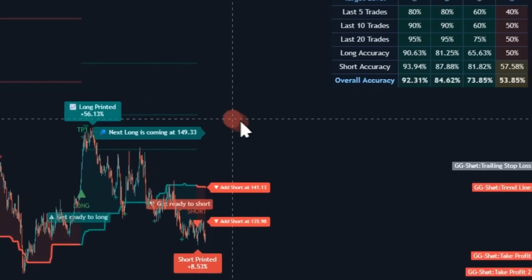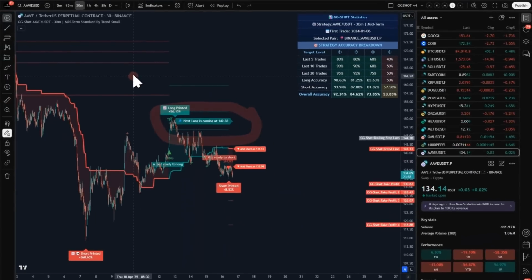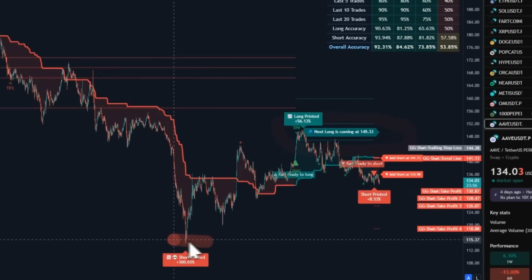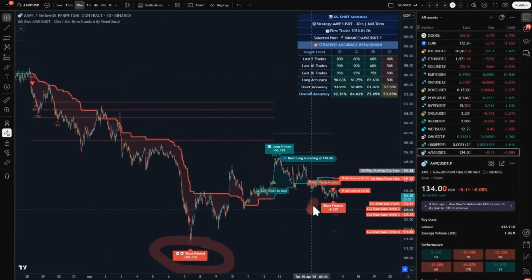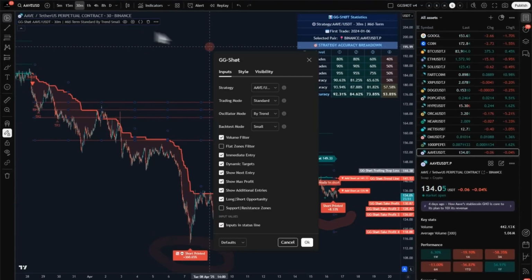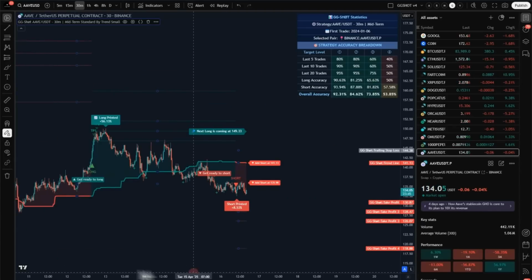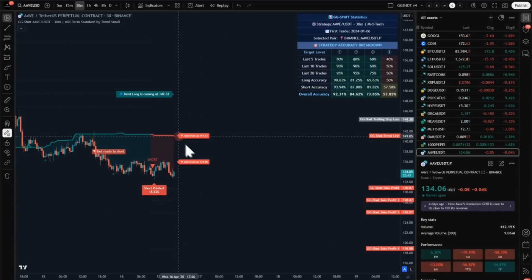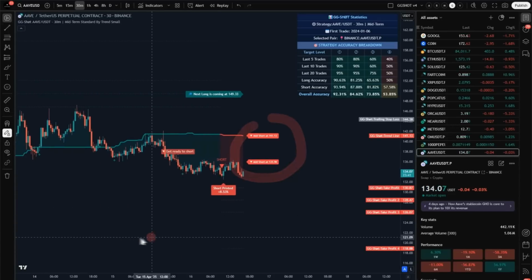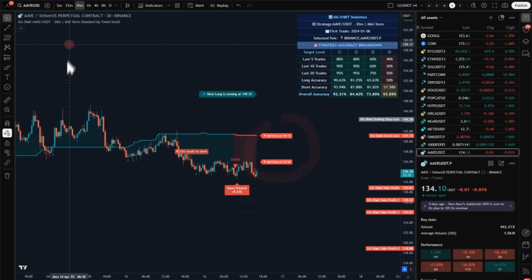before the signal appears. Show max profit displays the highest ROI reached by each closed signal, a useful visual reference for reviewing execution quality post-trade. Show additional entries highlights valid re-entry points or scaling levels. All logic is rule-based to ensure structured and repeatable decision-making.